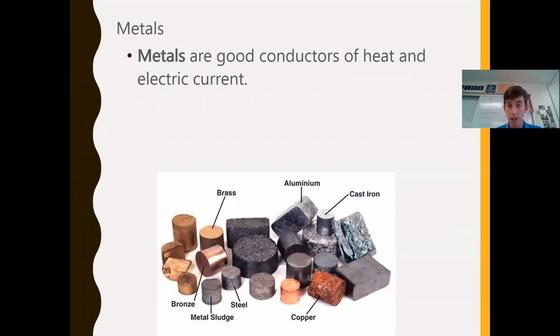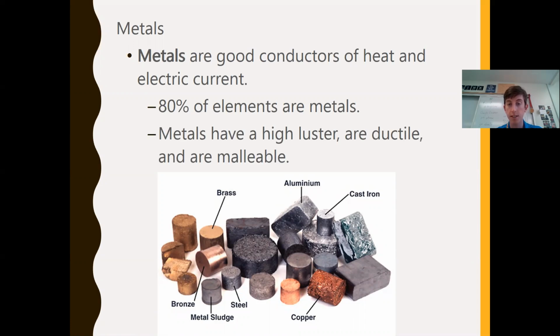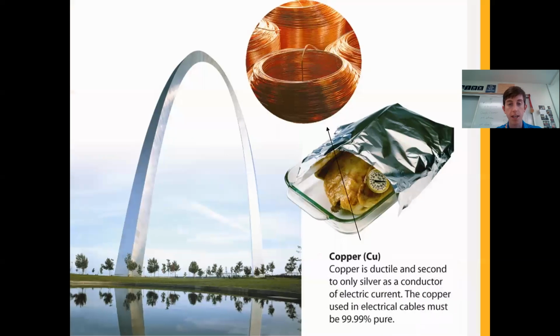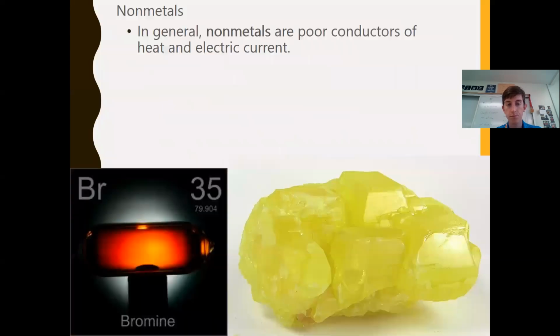Metals are good conductors of heat and electric current, which you probably already knew. 80% of the elements are metals, and they typically have high luster, are ductile, and malleable. So you can make them into sheets or string them into wires, make wires out of them. Couple examples, probably all already know about that.